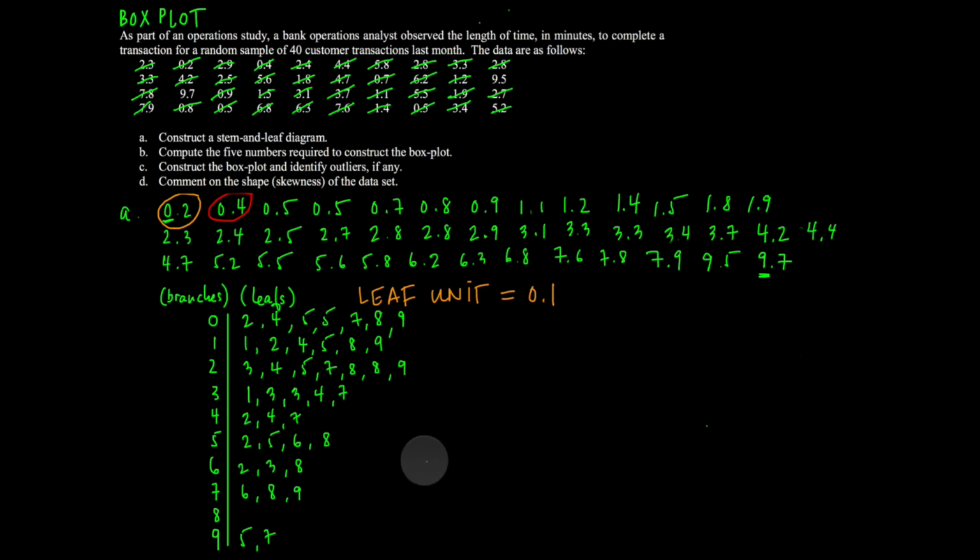Now, one thing I want to point out, because they do ask you to comment on the shape of the data set in part D, there's 2 ways that you can comment on the shape of the data set. We're going to do it a little bit later once we do the box plot, but you can also do it right now as you do the stem and leaf. So I'll show you what I mean by that.